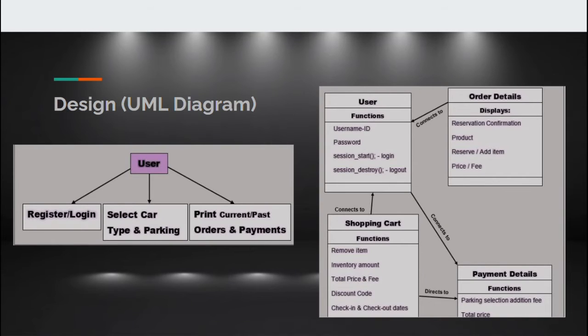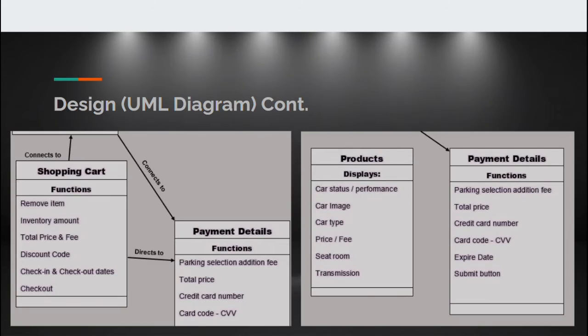Next is the UML design, which lays out the main functions and general flow of the user, their orders, the shopping cart, the products, and payment that our website will perform as well as display.